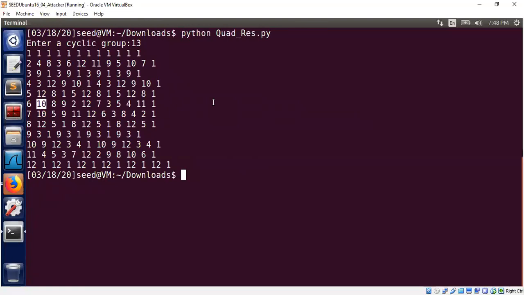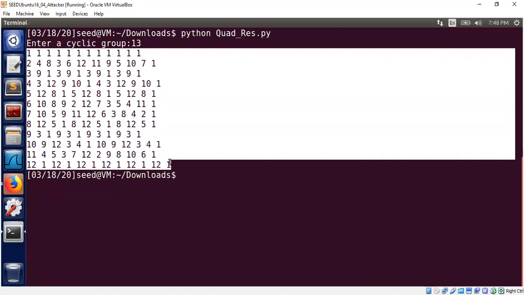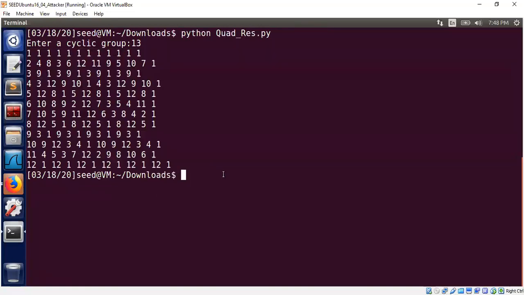On the other hand, a number like 6, can we write 6 as a square number? Well, if you look at the second column here, the second column is 1, 4, 9, 3, 10, 12. Only those numbers. We can actually cut the second column. Let me just do this way. Let me just copy this into a file, say q.txt.